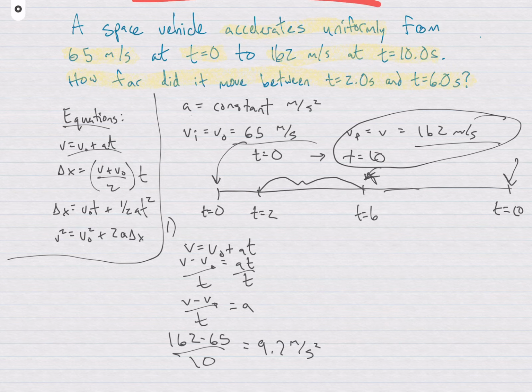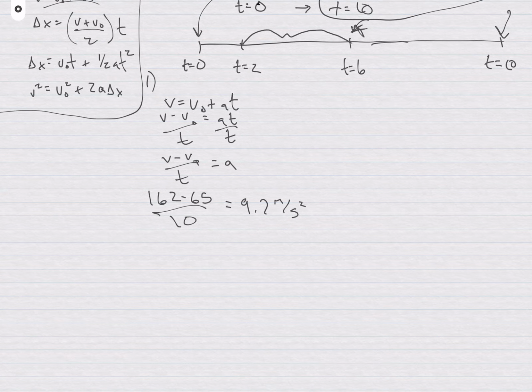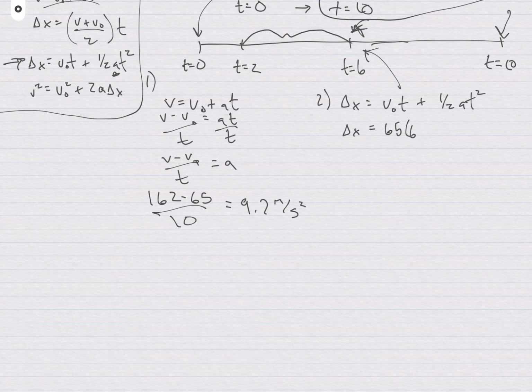Now to continue on, we want to find this right here. At time equals 6, how far did the spaceship go? That is the question. Now that we know acceleration, let's use this equation because we have acceleration to use. So change in x is equal to v0t, remember v0 is 65 meters per second, plus one half a t squared. Remember, t at this moment is going to be 6. Now we can plug everything in, so it will look like this: 65 times 6 plus 1/2 times 9.7 times 6 squared.